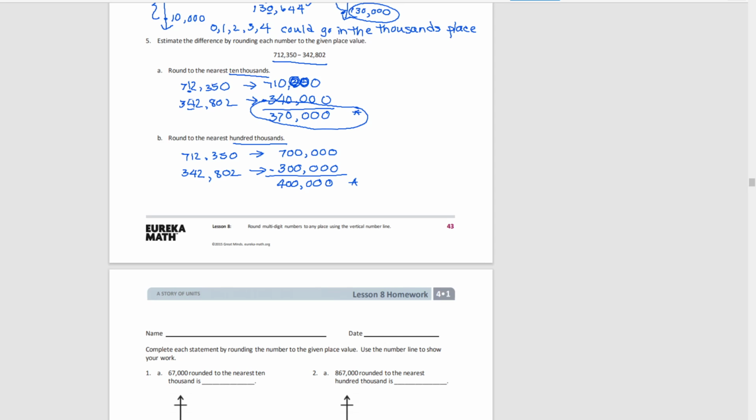So this is an easy, quick way to check your calculations when you're doing multi-digit operations to make sure that you got the correct answer. And that's the end of lesson 8.